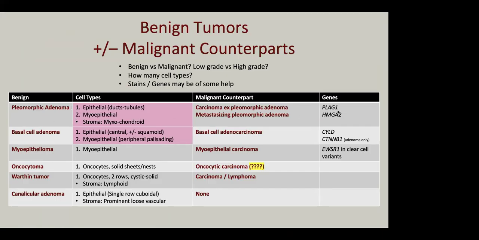Pleomorphic adenoma has two cell types, epithelial and myoepithelial, related to PLAG1 and HMGA2 genes. Basal cell adenoma and adenocarcinoma, also two cell types, CYLD or beta-catenin gene. Myoepithelioma probably doesn't exist. These are probably just duct-poor pleomorphic adenomas. But we do believe in a myoepithelial carcinoma, some of which have EWSR1 rearrangements.